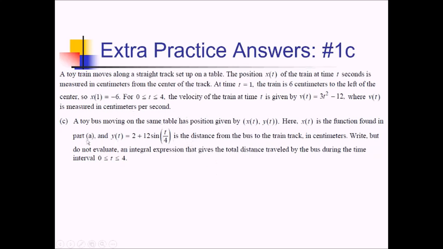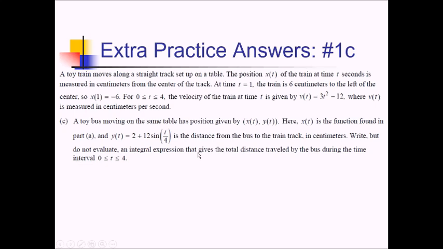So we want an expression, but we don't have to evaluate it, for the total distance traveled by our bus during this interval. Well, total distance, setting up our parametric total distance kind of thing, we're just going to have the integral from 0 to 4 of square root of x prime of t squared plus y prime of t squared. But that means we need to actually spell out what x prime and y prime are.